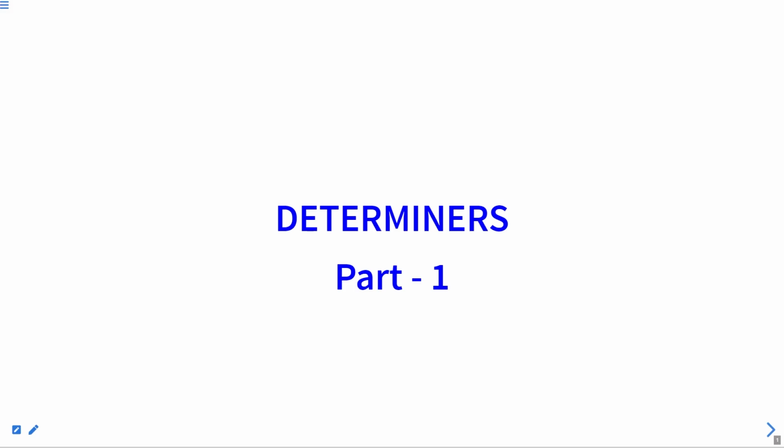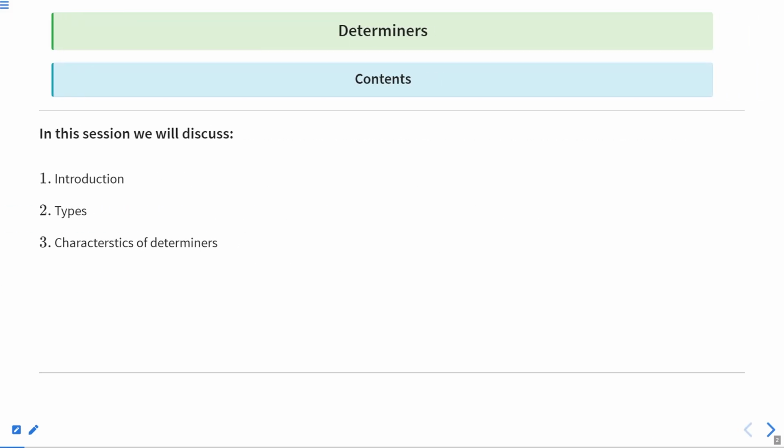Well, this one is part 1 of determiners. So let's see what we are going to discuss in this session. In this session, we will discuss the following topics. First of all, we'll see the introduction of determiners, that is the definition of determiners and various concepts regarding it. After that, we'll discuss types of determiners and then characteristics of determiners. Now in this session, we will have only the overview of this chapter, that is what we are going to discuss in later sessions. Okay, so let's begin this session.